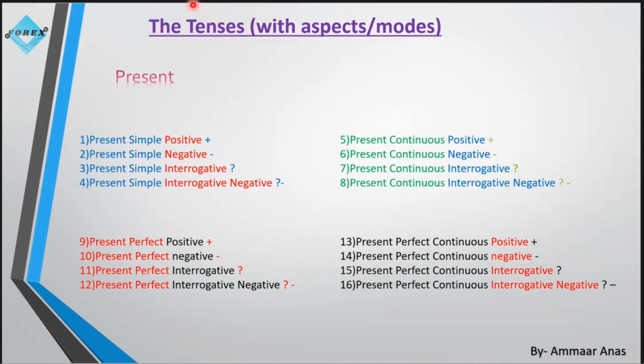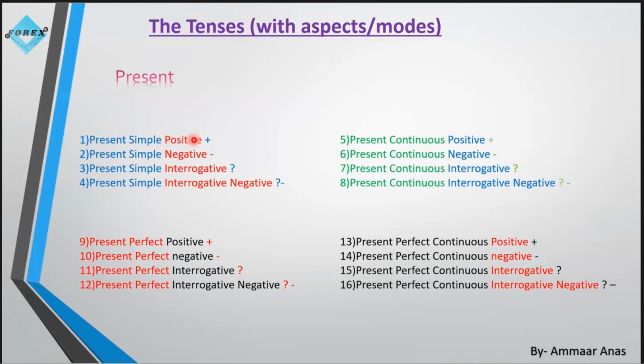Okay, now the tenses with aspects or modes. So this is only for the present. So if you can see now, it's being said as present simple. So we only looked at this before, present and simple. Present perfect, present continuous, present perfect continuous. Now we have added these four modes or aspects: the positive, negative, interrogative, and interrogative negative. If you can see. Okay, so let's begin reading.